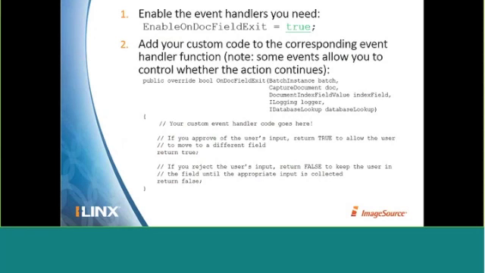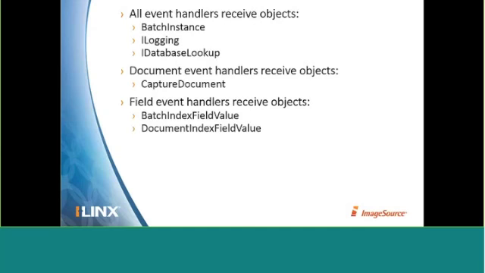This, again, could be calling out to a web service, or talking to a database, or soliciting additional information from the user. But you return either a true or false. A true is going to tell the ILINX Capture framework to allow the user to continue, whether they're submitting the batch or tabbing off of that field onto a different field. Or you can return false to tell the ILINX Capture framework to stop the user where they are until they provide some valid information. Now, each event handler receives 3 common objects.